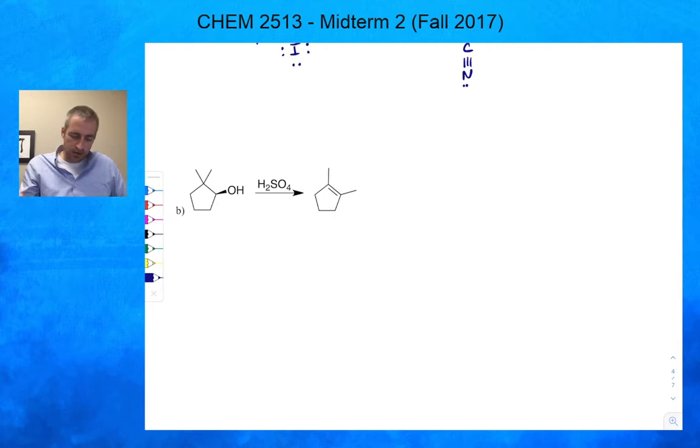The next one is H2SO4 with a secondary alkyl halide, and what you can see from the product is there's been a rearrangement. So right away you can tell that this must be a carbocation mechanism, because only in carbocation mechanisms do we have rearrangements. And you can also tell that because it's sulfuric acid and you made an alkene, it's going to be elimination. So you can tell what we want to draw here is an E1.